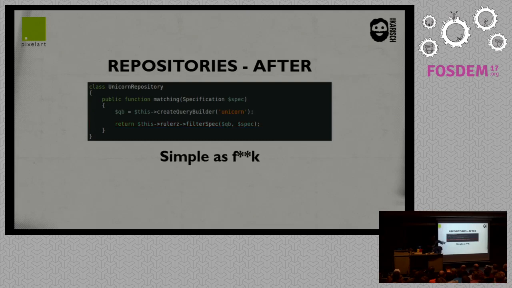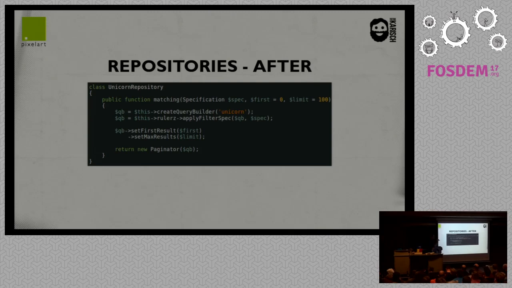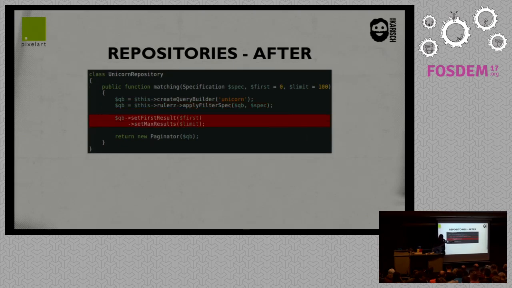In this case, this is simple. It's really simple. Three lines, and that's all. Spec to 1 million unicorns. In this case, I want to use pagination. So I create the query builder and ask Rulers to apply my filter specification on it and get back a query builder and not the result already. Now I can do anything I want with the query builder. In this case, I set the first result and max result to do pagination, to apply a Doctrine paginator on it. And now there's no performance problem anymore if you use pagination.